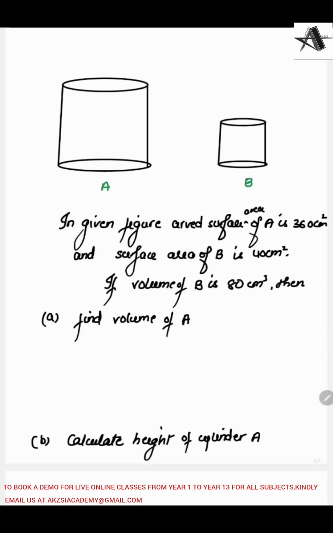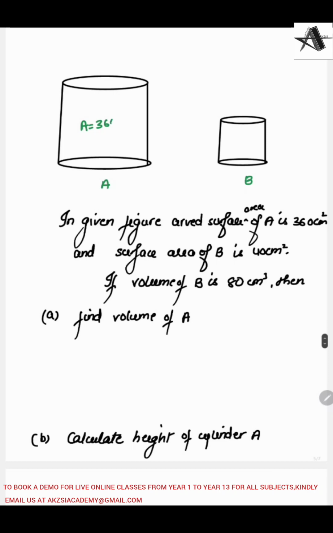So let me see this question. It says there are two cylinders given. In the given figure, the curved surface area of A is 360 centimeters squared. So the curved surface area is given as 360 centimeters squared. Curved surface area means only the curved part, excluding the upper and lower circles. That means we are excluding these two. So only the remaining curved part is there, that is 360 centimeters squared, and the surface area of B is 40. So from this one I can easily get the idea that I have to use this one to get a scale factor. If the volume of B is 80 centimeters cubed, then the volume of A is.